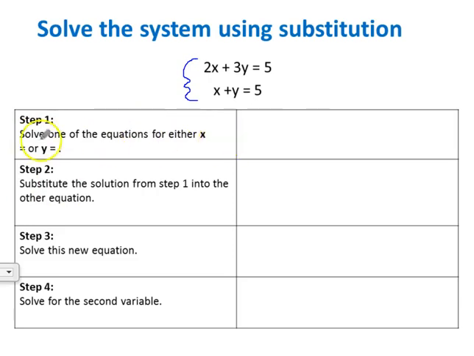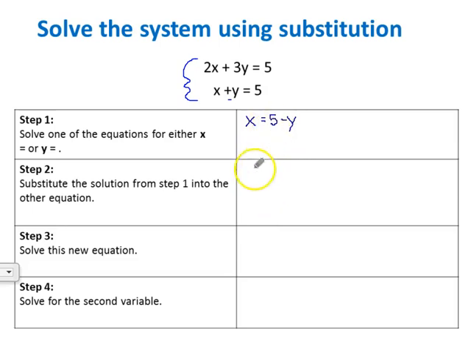All right, so first step, solve one of the equations for either x equals or y equals. So I'm looking at this second equation as the one where I'm going to solve for x or y. This one would involve too much multiplication and work. It might get a little bit confusing. This one's nicely set up so I can quickly solve. I'm just going to solve for x. So x equals, I'm going to subtract y from each side. So I would get x equals 5 minus y.